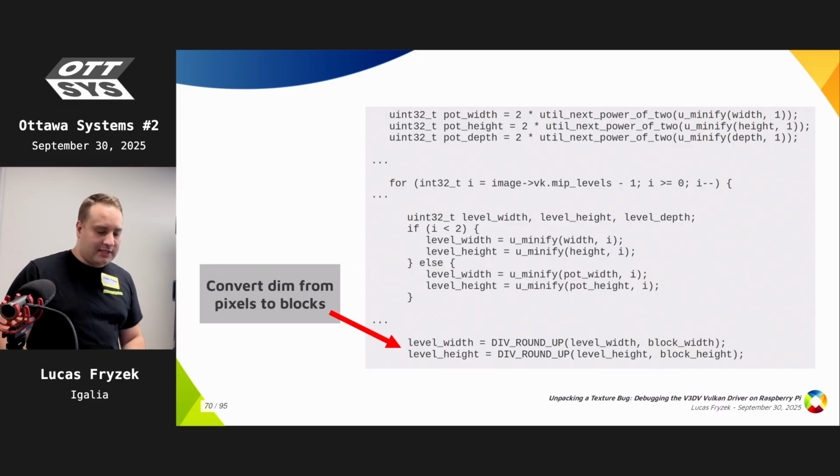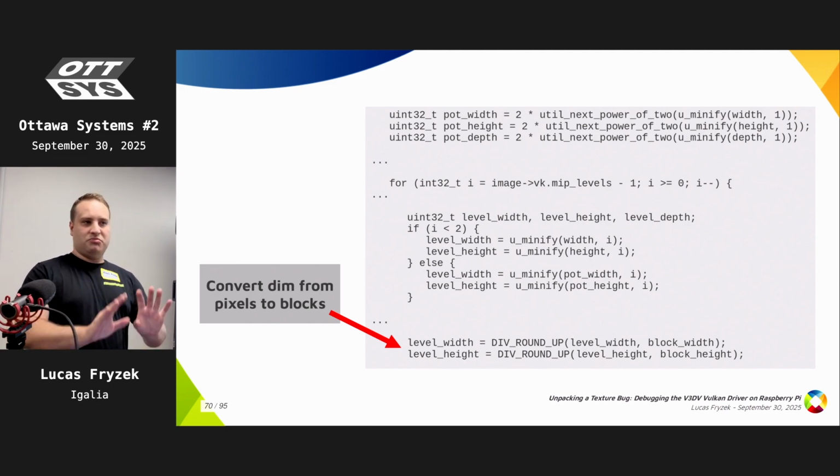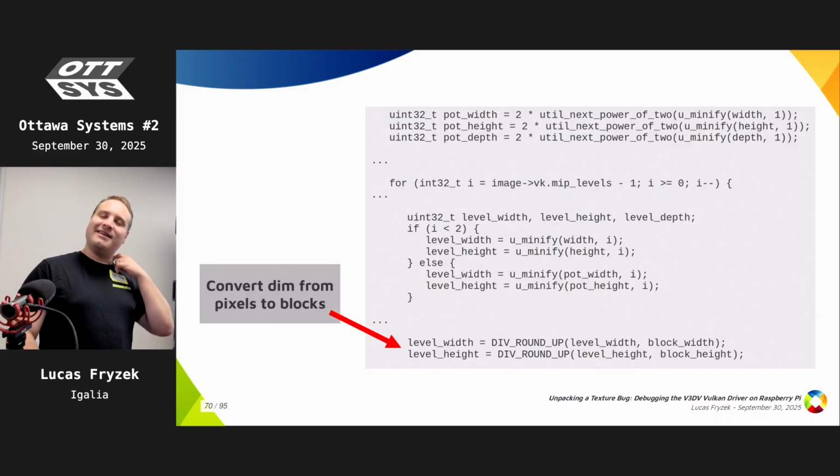And then there's this interesting part at the bottom here where it's going to convert from pixel dimensions to block dimensions. Most of the time, this is going to do nothing. If you have a normal texture, the block dimensions are just 1 pixel represents 1 block. But in our case with ASTC texture compression, we do have blocks. We have 6 by 6 pixel blocks. So this is going to take the dimension and convert it from the number of pixels in width and height to the number of blocks in width and height.